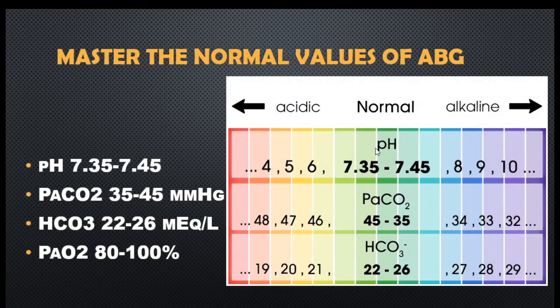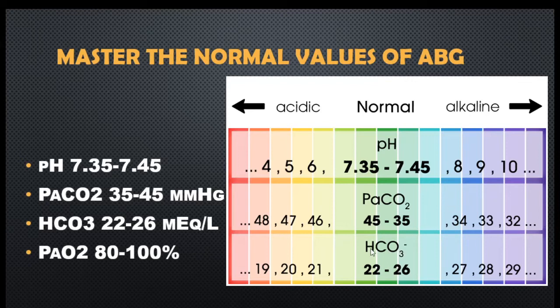As you can see here, anything that is less than 7.35 in your pH is considered acidic. Anything that is more than 7.45 is considered alkaline. With your PaCO2 or the amount of carbon dioxide in your arterial blood, anything that is more than 45 millimeters of mercury is associated with an acidic state. If you have less than 35 millimeters of mercury, it is associated with an alkaline or alkalotic state.